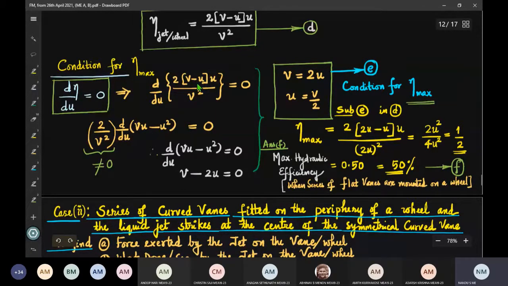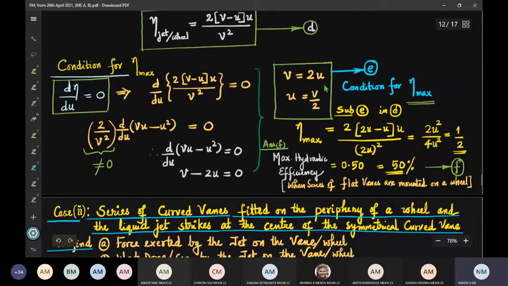Opening the bracket, it will be VU minus U square, and 2 by V square is not equal to 0. So the derivative of this part must be equal to 0. So d by dU of (VU minus U square) is equal to 0. The derivative of VU with respect to U is V only. Then for U square, the derivative is minus 2U. So V minus 2U is equal to 0, so V is equal to 2U.